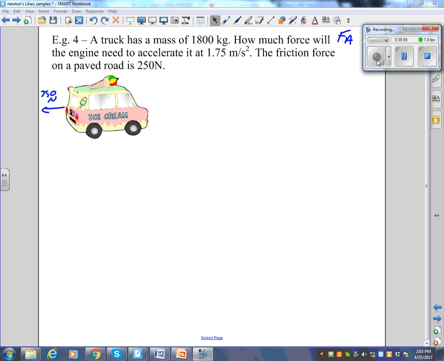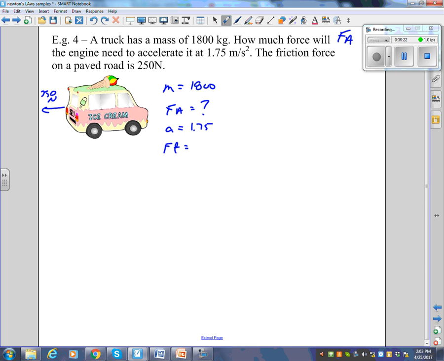The truck has a mass of 1,800. Some of you might find it helps writing down M equals 1,800. How much force will the engine need? I'm solving for FA. FA is the unknown, to accelerate it at 1.75, so my A is 1.75. And the friction force, the FF, is 250, but we know it's going to be opposite, so that's going to be minus 250.